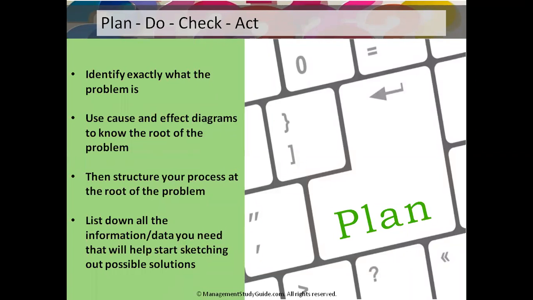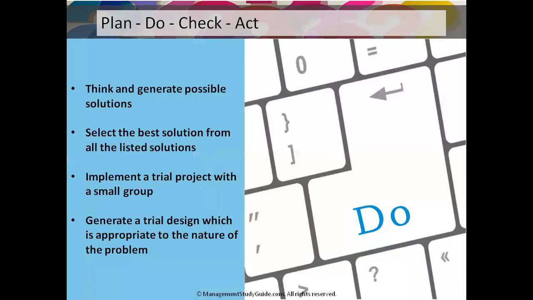The PDCA identifies exactly what the problem is. Use cause and effect diagrams to know the root cause of the problem. Then structure your process around the root cause of the problem. List down all the information or data you need that will help start sketching out possible solutions. Think and generate possible solutions. Select the best solution from all the listed solutions. Implement a trial project with a small group. Generate a trial design which is appropriate to the nature of the problem.